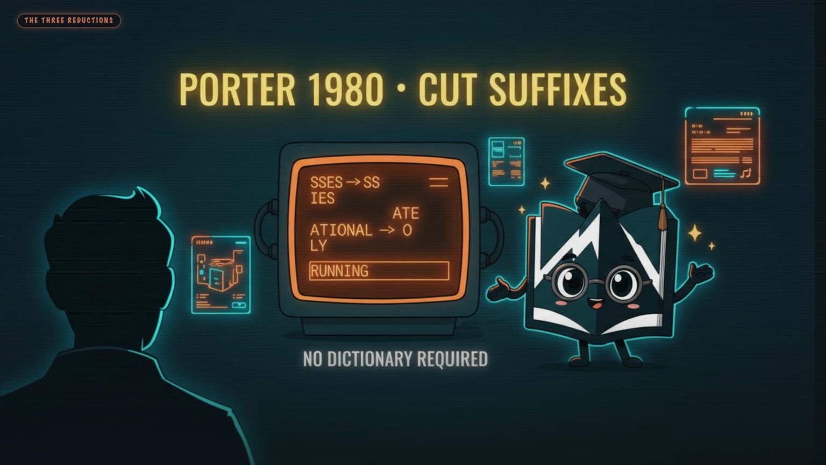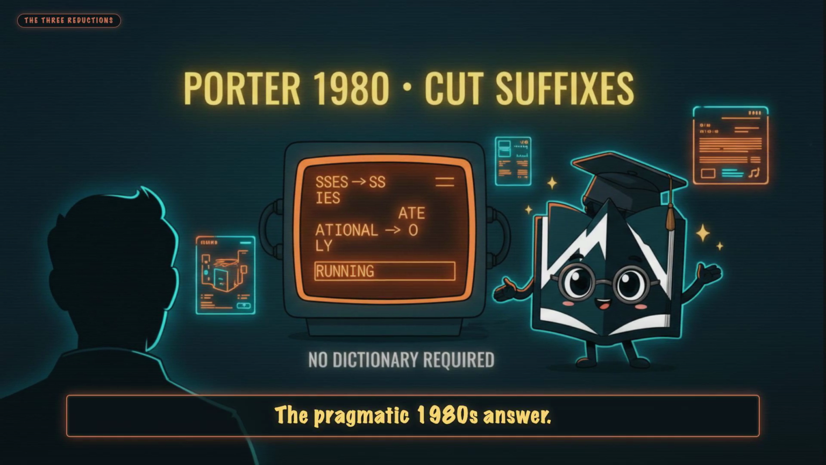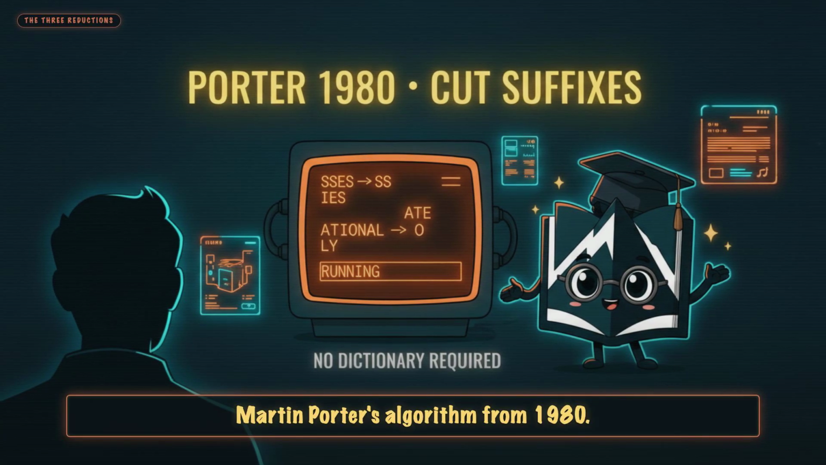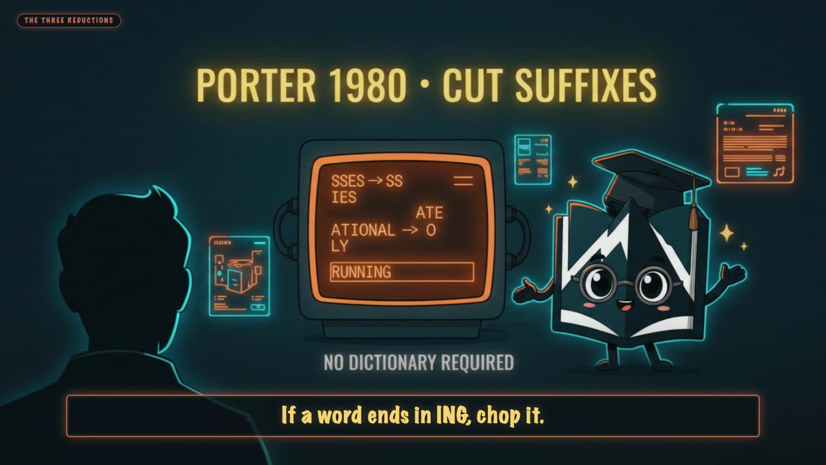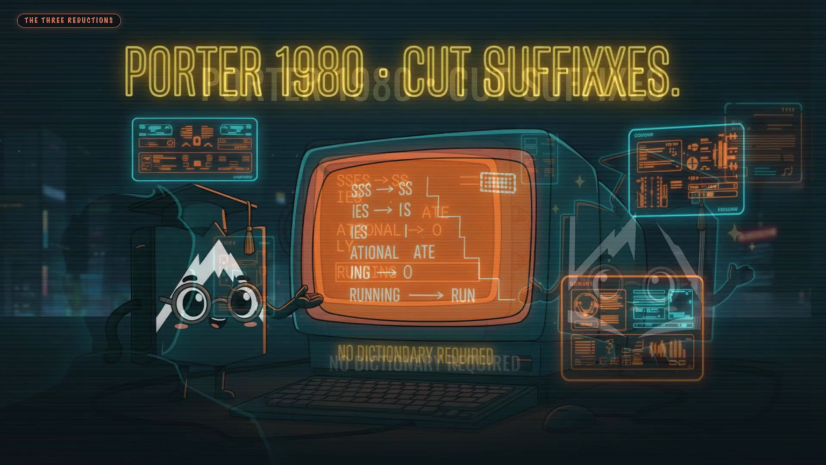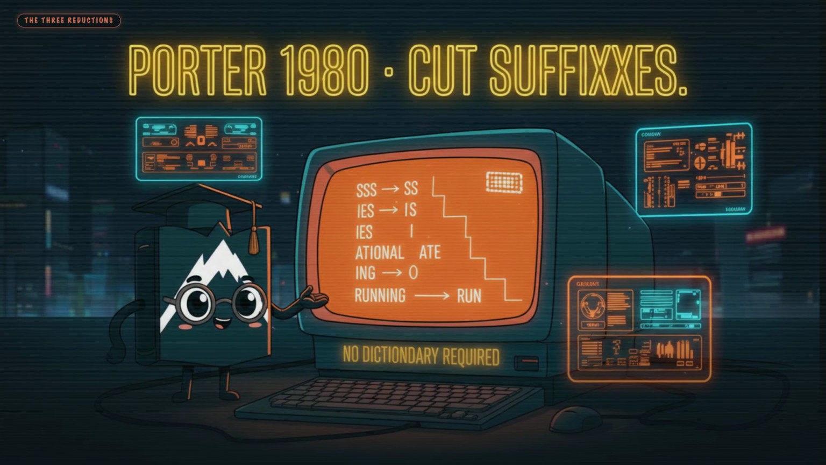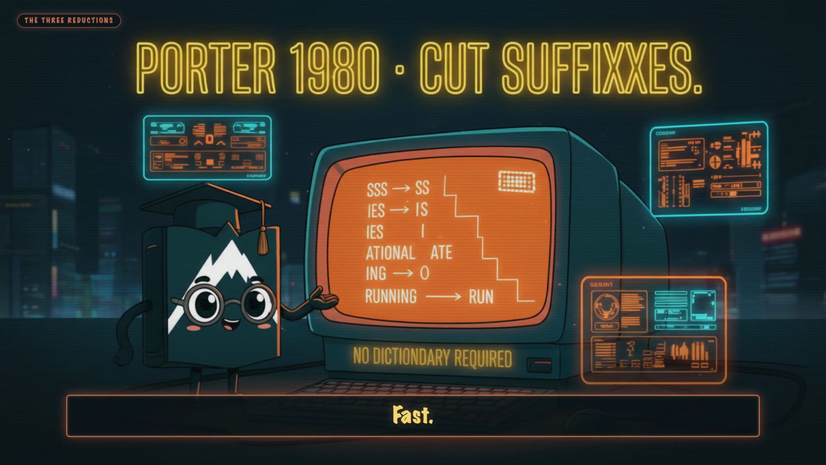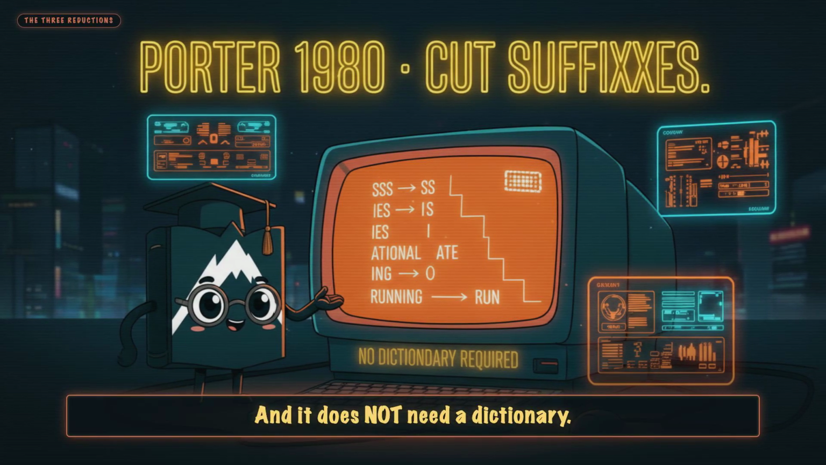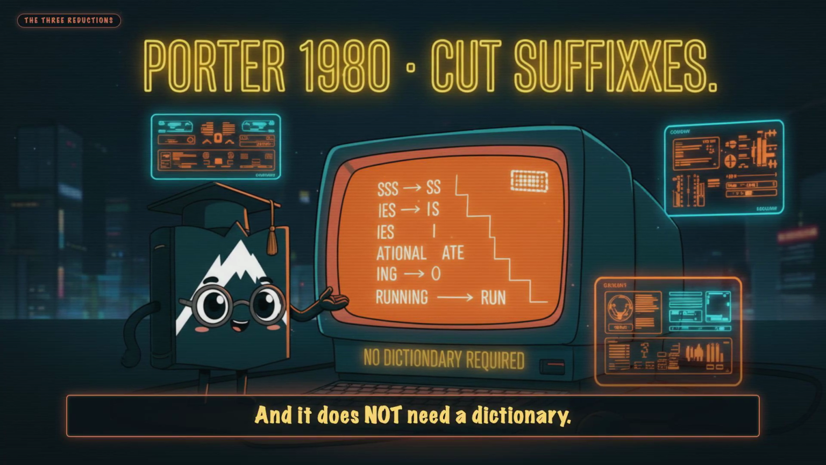Beat 2. Stemming, the pragmatic 1980s answer. Martin Porter's algorithm from 1980. Cut suffixes with a fixed rule list. If a word ends in ing, chop it. If it ends in ly, chop it. If it ends in ational, replace with ate. Fast, deterministic, runs on a potato, and it does not need a dictionary.